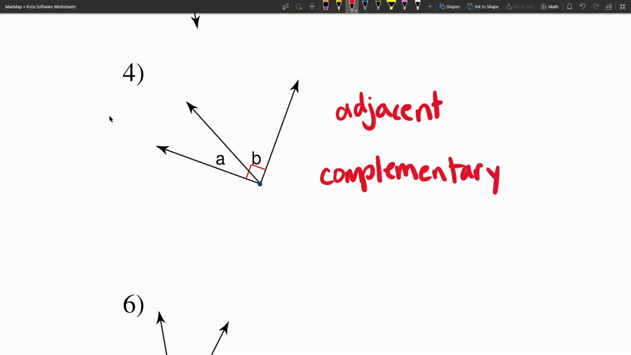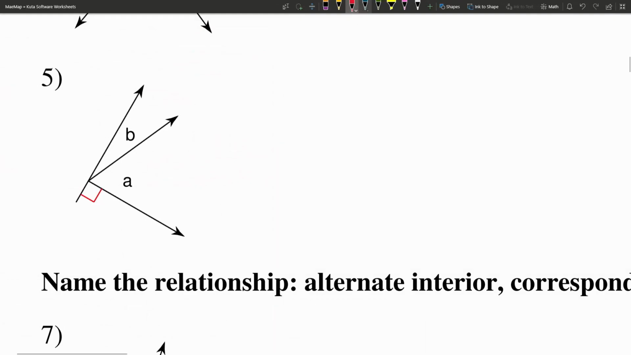Let's move on to number 5. In number 5, looking at angles A and B, here is angle B and here is angle A. Note that they share that common vertex and they also share a common side. So these are angles that are next to each other, or angles that are adjacent.